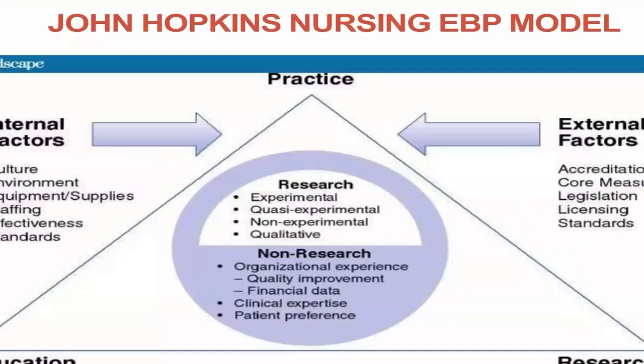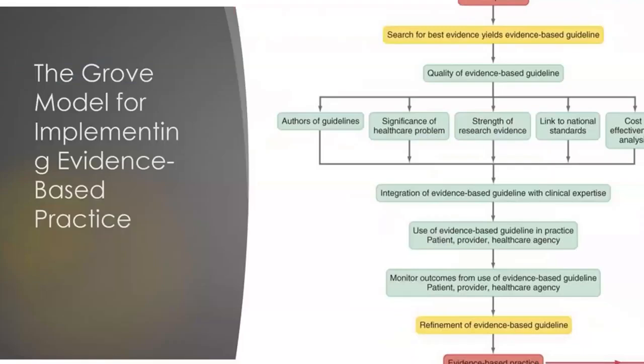There are a few more models, such as the Johns Hopkins Nursing Evidence-Based Practice model, which talks about different factors like internal and external factors. Internal factors are culture, environment, equipment, supplies, staff, standards. External are accreditation, core measures, legislation, licensing standards. Together they mix with the research, which is experimental, quasi-experimental, non-experimental or qualitative, and mix with certain non-research methods, that is organizational experience, quality improvement, clinical expertise, patient preferences. Then it is implemented into the organization.